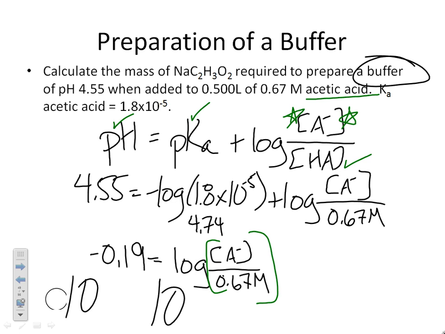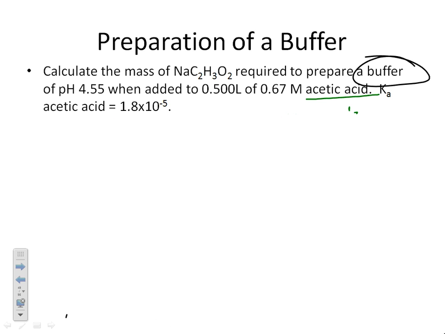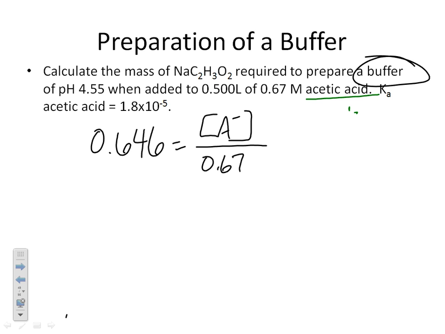So I'm going to erase what we have thus far, basically because we just need the work. It's kind of a long problem. It's not really a hard problem, it's just long. So when you do 10 to the negative 0.19, you get 0.646, and that's equal to our A minus concentration over 0.67 molar. Solving for the A minus concentration, we get 0.433.